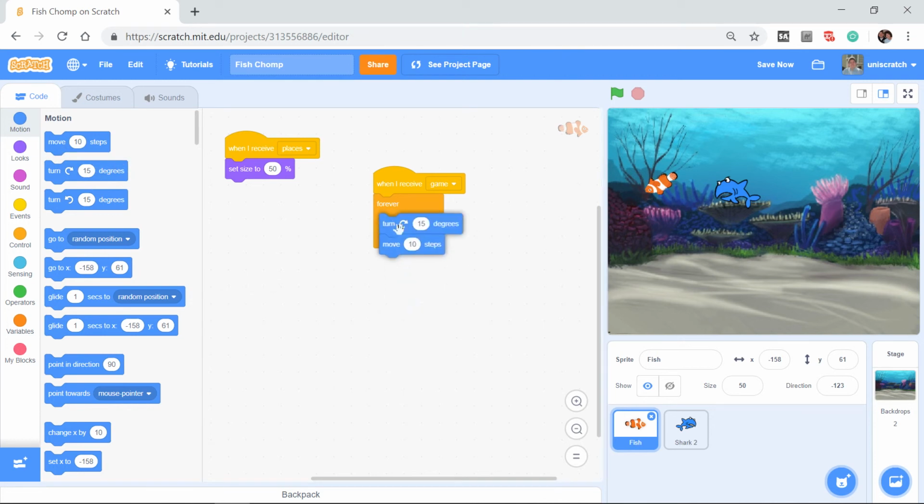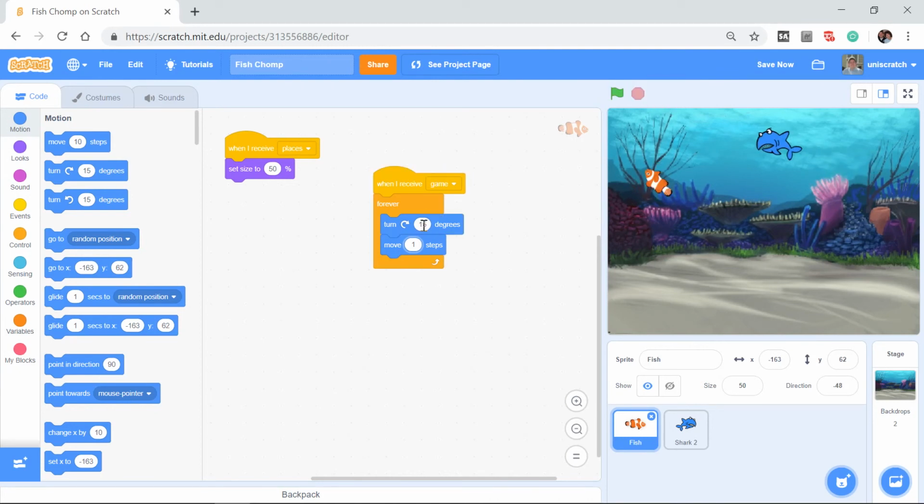And so the idea that you can get into with this, let's just look at this one for a second without even using the random. Let's just have him turn 15 degrees and move one step. Well, now when I run this, you see that he simply moves in a circle, right? And I don't want that. I don't want him to move in a circle.